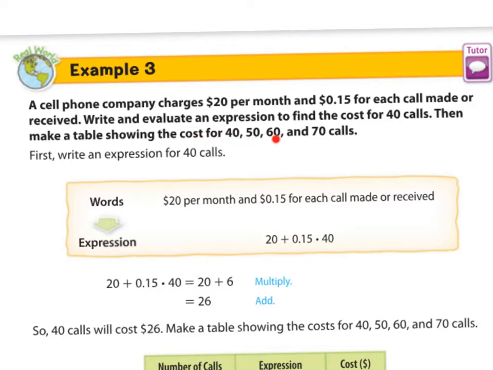So don't forget that we have to pay for the calls, and we also have to add 20 to it. So for example, for 40 calls, it would be 15 cents times 40, right? Plus 20. It would look like this. In words, $20 per month and 15 cents for each call made or received. The expression 20 will be added to the product of 0.15, 15 cents, times 40. And we solve for the multiplication first, then we add our 20. And you can see that 40 calls would cost a total of $26. $6 for the calls, the incoming and outgoing calls, and $20 for just the line.